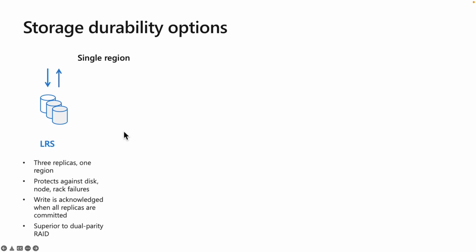So let's look at the storage durability options. The first one is LRS, which is known as locally redundant storage. This replicates data 3 times within a single data center. LRS provides at least 99.999999999% durability of objects over a given year. LRS is the lowest cost replication option and it offers the least durability compared to other options.